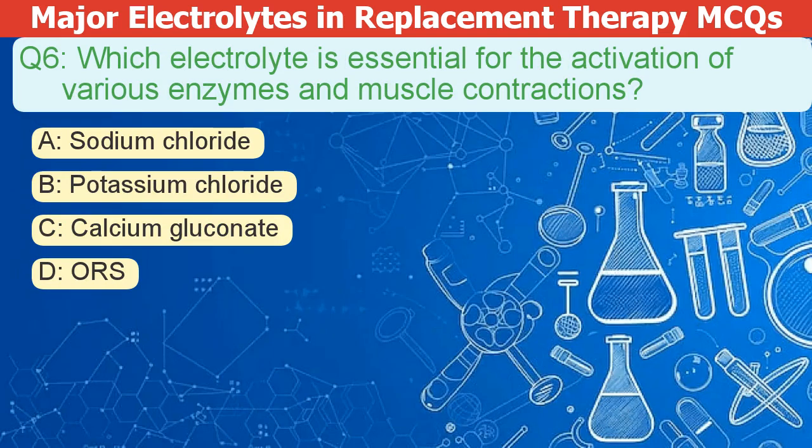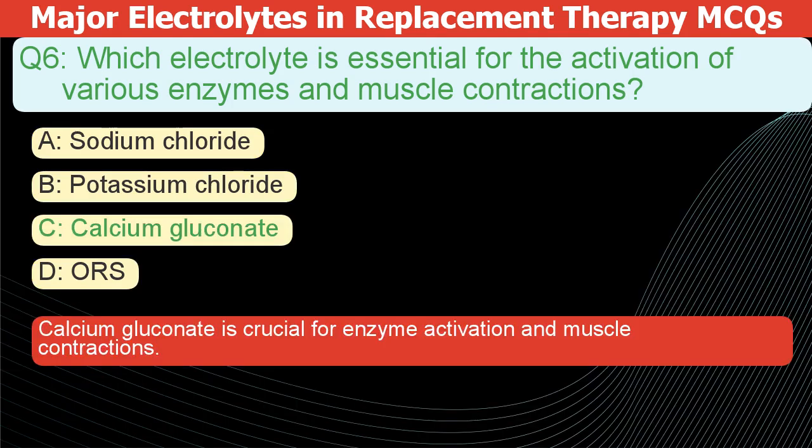Which electrolyte is essential for activating various enzymes and muscle contractions? A. Sodium chloride. B. Potassium chloride. C. Calcium gluconate. D. OS. The correct answer is C. Calcium gluconate is crucial for enzyme activation and muscle contractions.